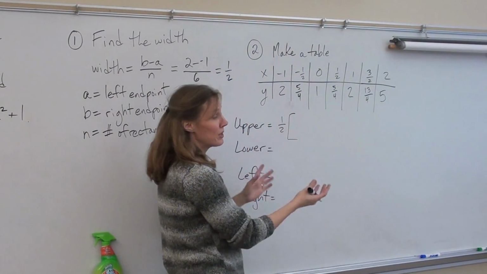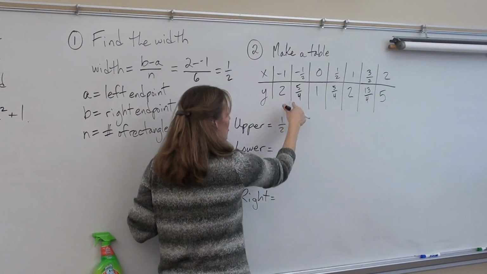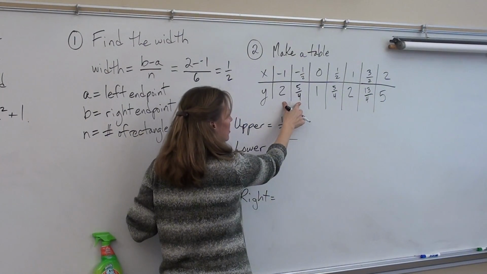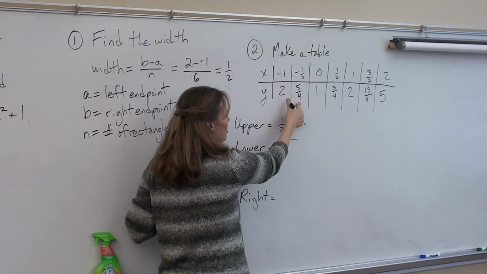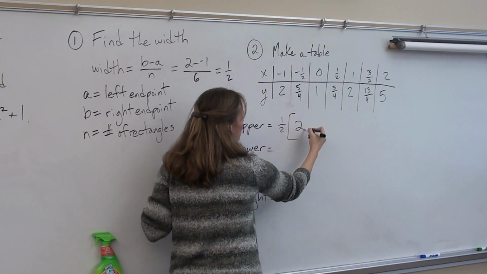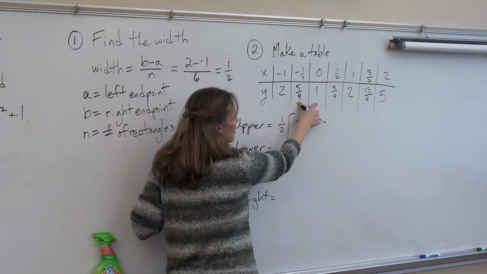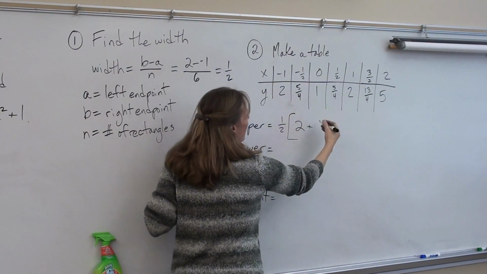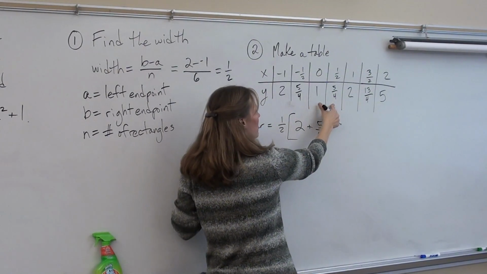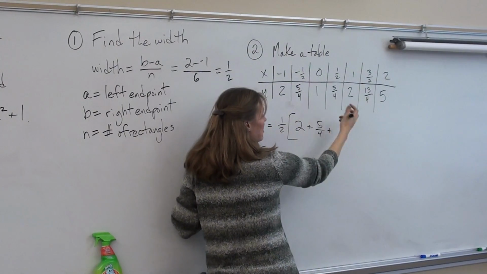Okay, these are really easy. You look at each pair of y values. For an upper sum, you look at the first two y values and you pick whichever one is bigger. So between 2 and 5/4, which number is bigger? 2. That's the one you use. Then you go to the next pair. Between 5/4 and 1, which one is bigger? 5/4. So use that one. Then you go to the next pair. For 1 and 5/4, which one's bigger? 5/4.